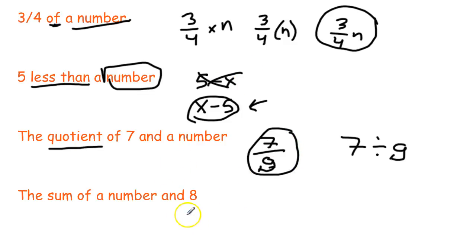Lastly, we have the sum of a number and 8. Sum, that's addition. A number, that's a variable. I'll use f. So sum is add: the sum of a number and 8.